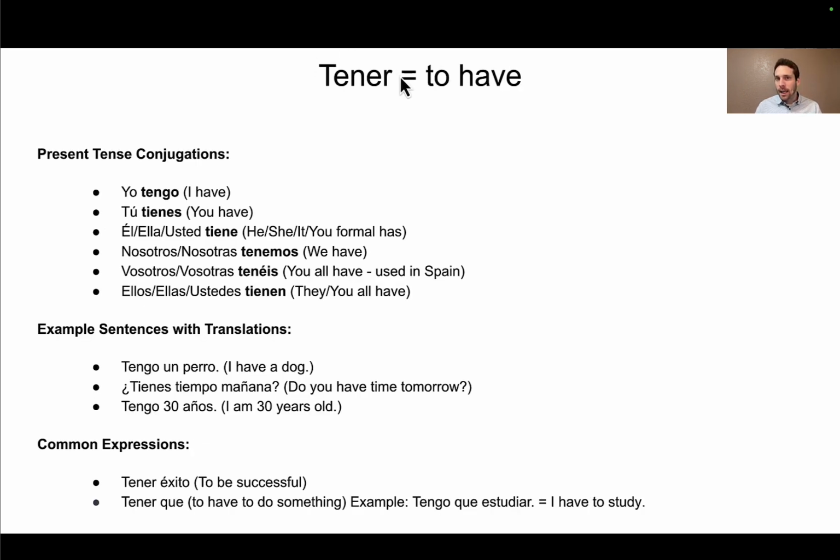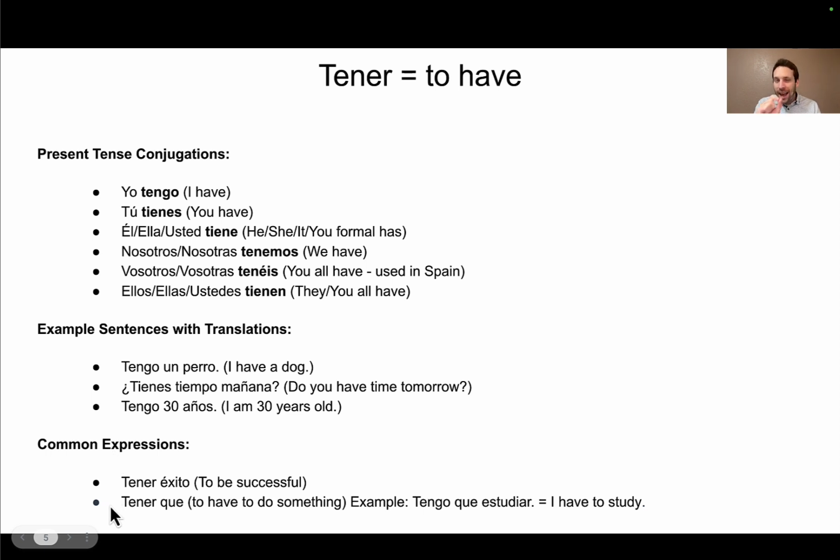Next up is tener, or to have. The ways we use this: tengo, tienes, tiene, tenemos, tenéis, tienen. Some example sentences: tengo un perro. ¿Tienes tiempo mañana? Tengo 30 años. Tener éxito means to be successful. You could say yo tengo éxito, like I am successful.